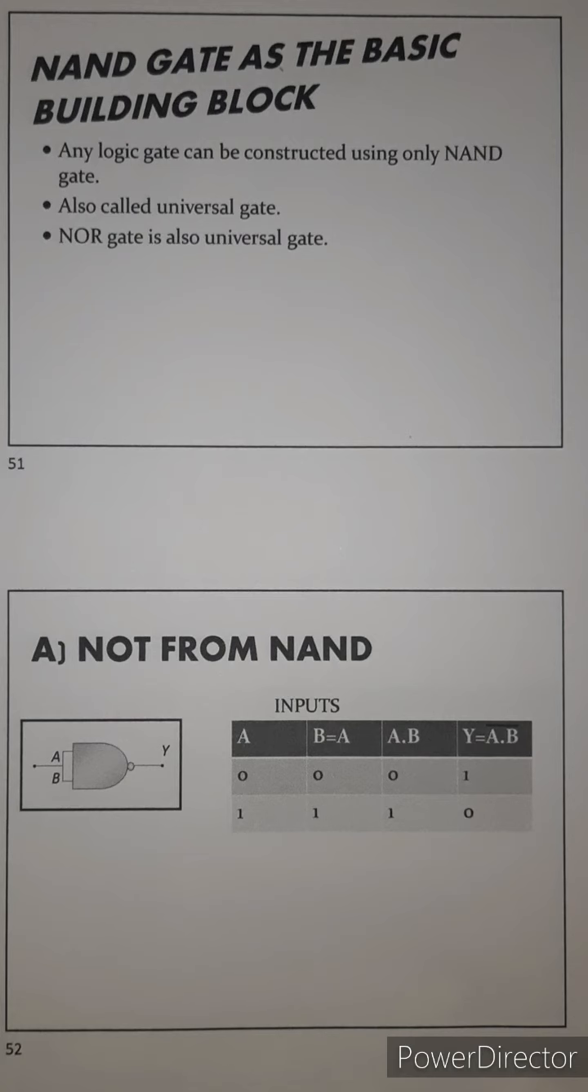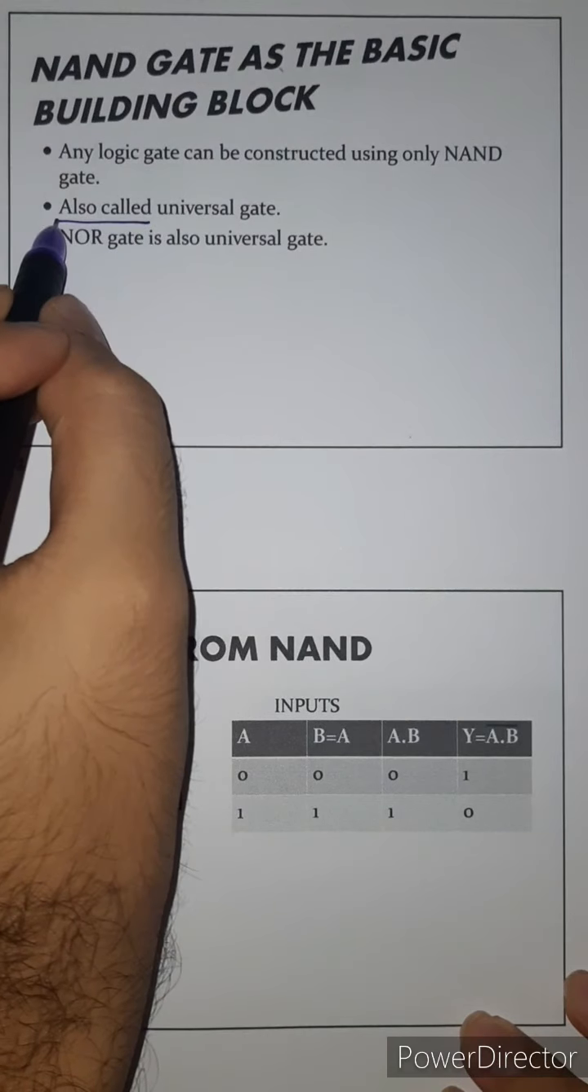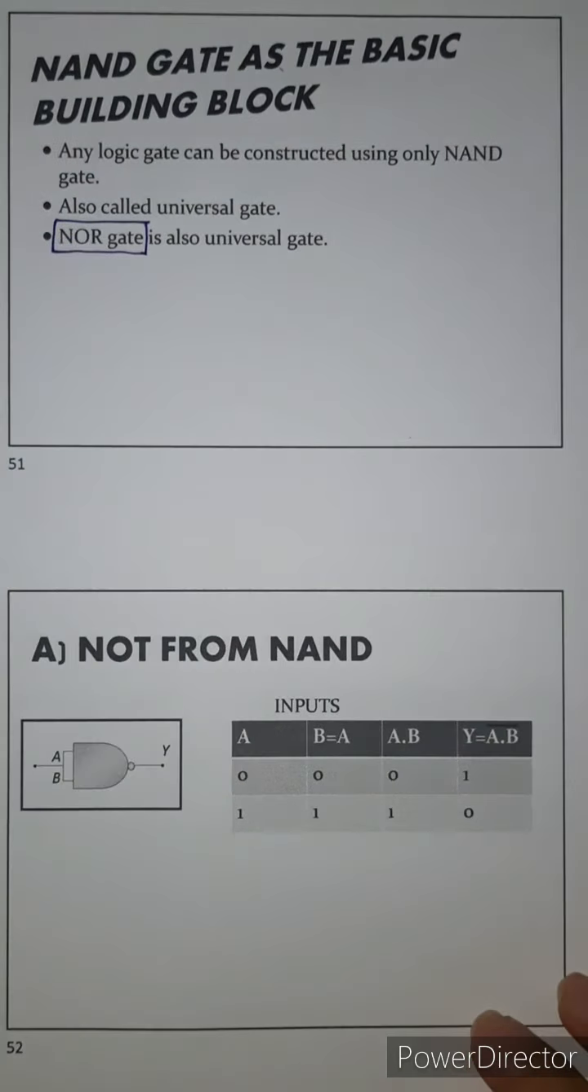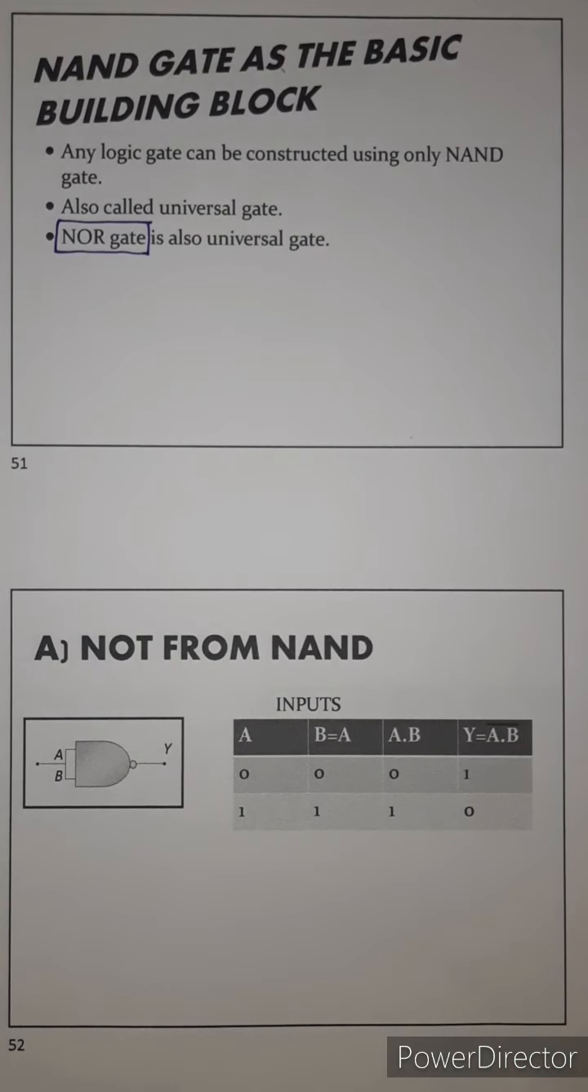Next important concept is the fact that NAND gate is called a universal gate because NAND gate can be used as a basic building block with the help of which any other logical gate can be constructed. So what I mean to say is that all kinds of logic gates can be constructed using only NAND gates. That's why NAND gate is called universal gate. Apart from NAND gate, NOR gate also behaves as a universal gate. But in your syllabus, the main emphasis is always on NAND gate. That's why we are going to discuss how we can convert NAND gate into different kinds of gates.